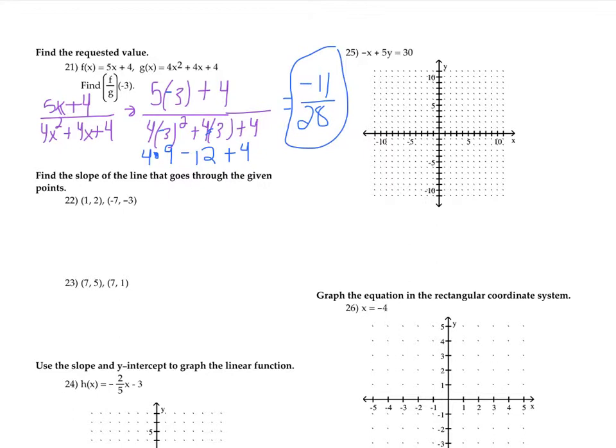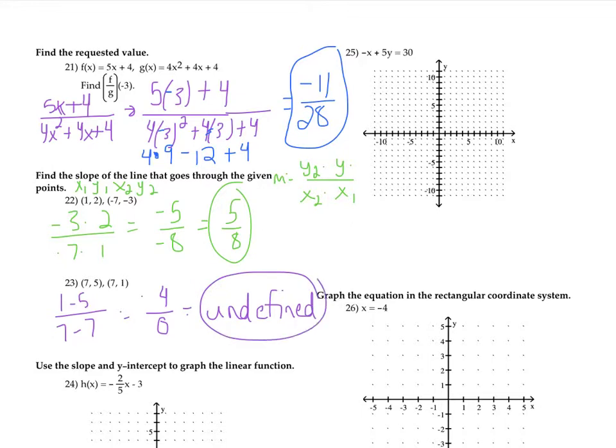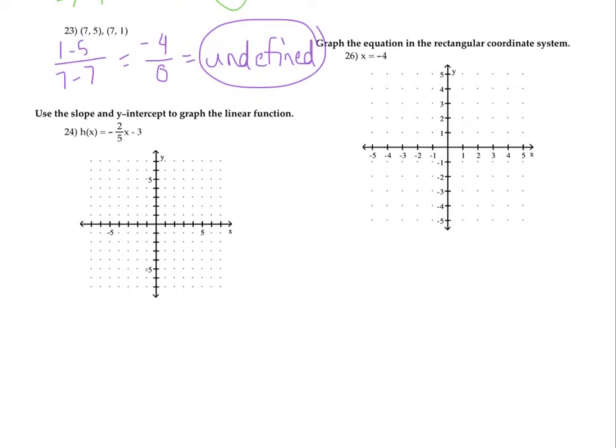Here on 22 and 23, there's an important formula. That's that pesky slope formula. Okay, we label x1, y1, x2, y2, and we plug in, so negative 3 minus 2 over negative 7 minus 1 is negative 5 over negative 8. That's 5/8. Here, 1 minus 5, 7 minus 7, it's going to be negative 4 over 0, which we would say is undefined. Okay, because I cannot divide by 0. If I can't do it, you certainly can't do it.